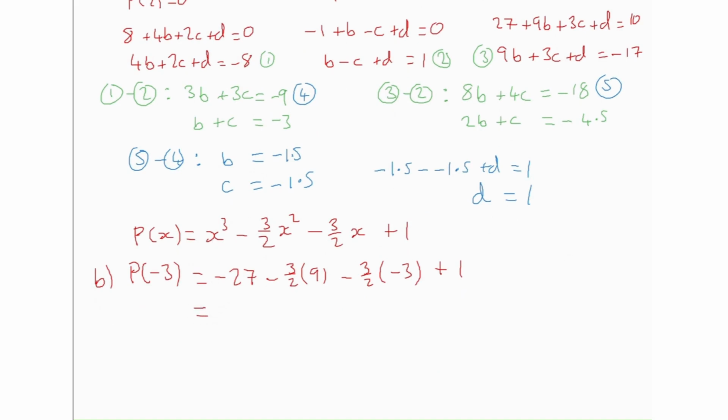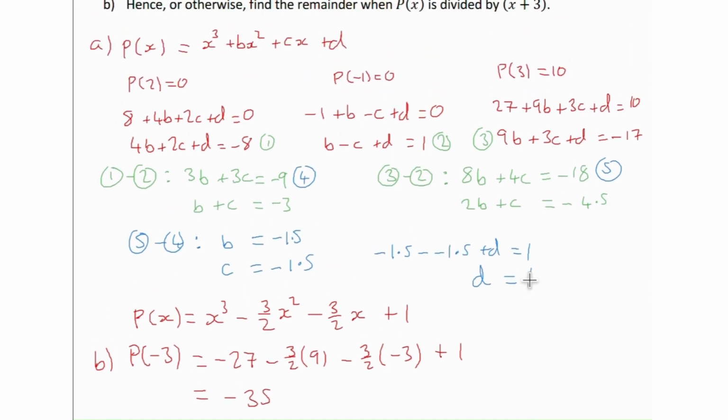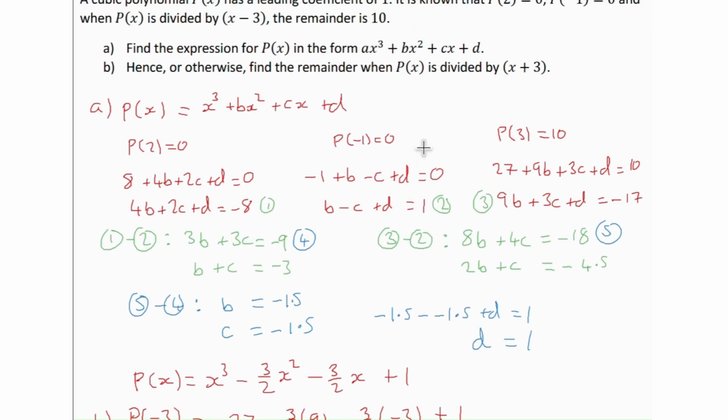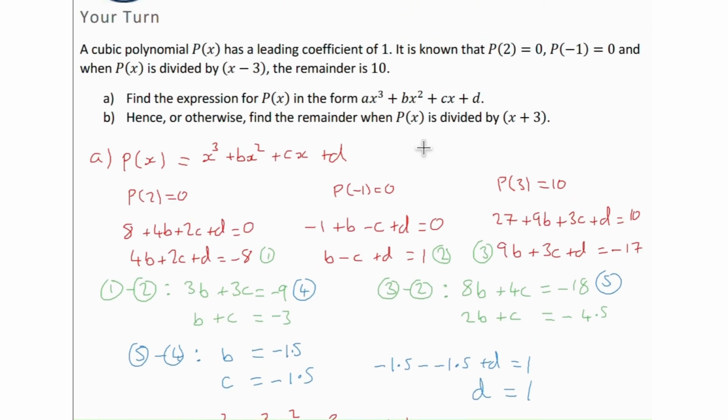If it's a calculator exam, I obviously put that straight into my calculator. If not, I've got to work it out longhand. So let's assume I've got a calculator here. Substituting that in, I get minus 35. If you did have to do it longhand, you would have to manually work out that final step. So that's how we can use the factor and remainder theorems in a slightly more complicated problem where there are 3 unknowns that we need to work out.